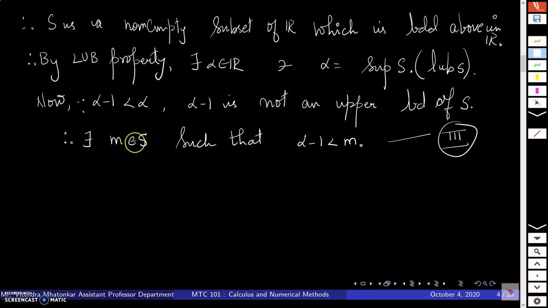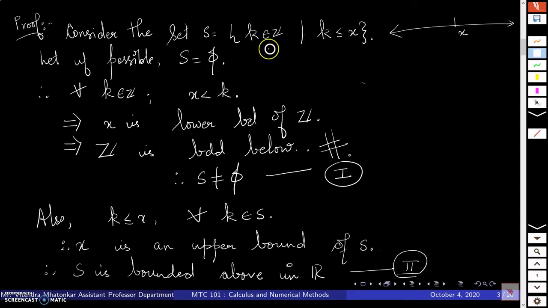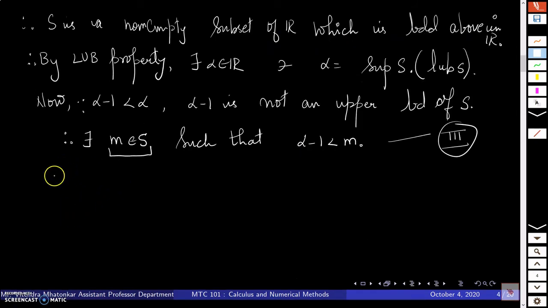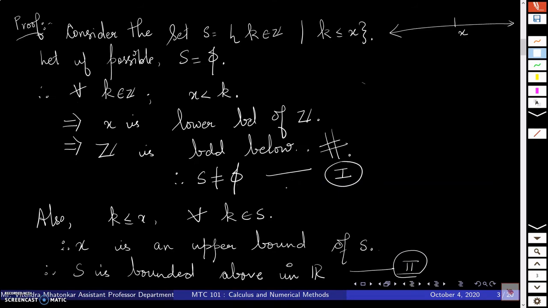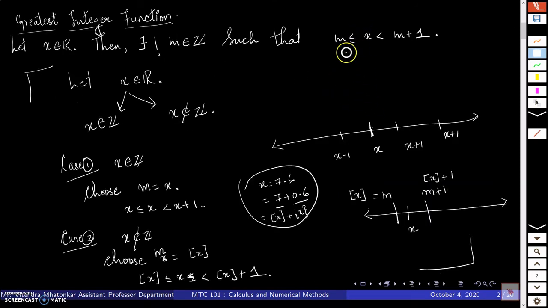Okay, this M element is there in S, right? And if I look at the set S, it has all integers which are less than or equal to x, and M is an element in S. That means M is an integer and M is less than or equal to x. So I have succeeded in finding an integer M which is less than or equal to x, and that is the first half of my statement. So the only thing I need to show now is x is strictly less than m plus 1. If I show this second half, then I'm done.